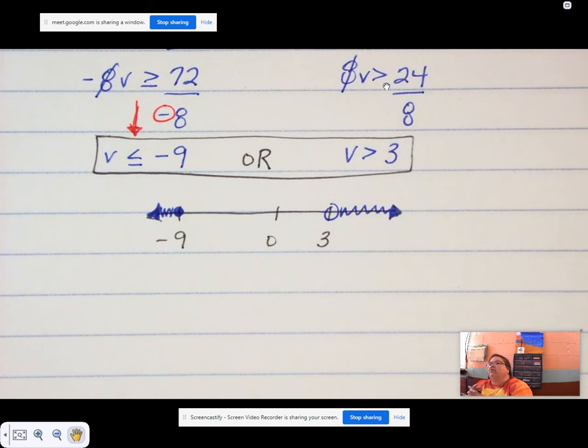So, or inequalities shade in opposite directions. And inequalities overlap, ors are in opposite directions. Questions? Okay?